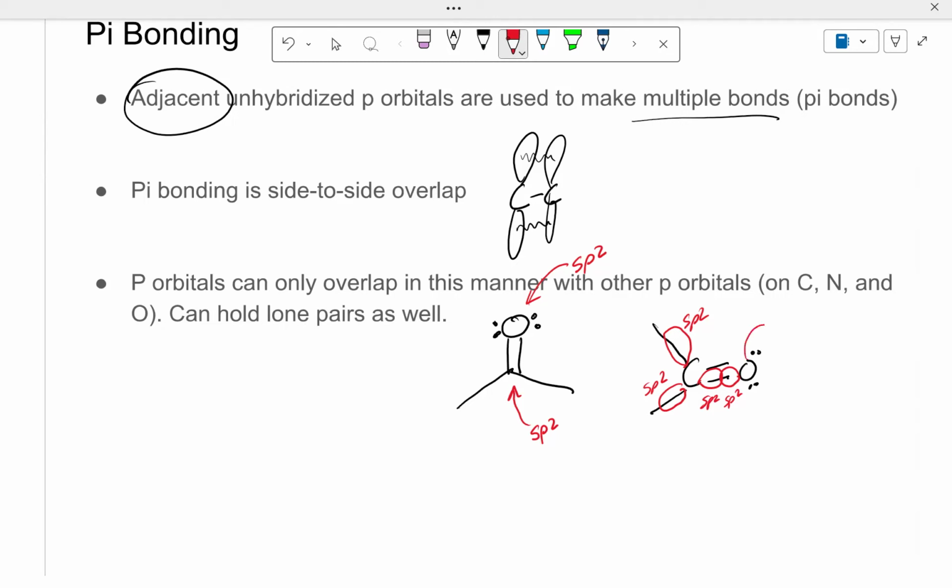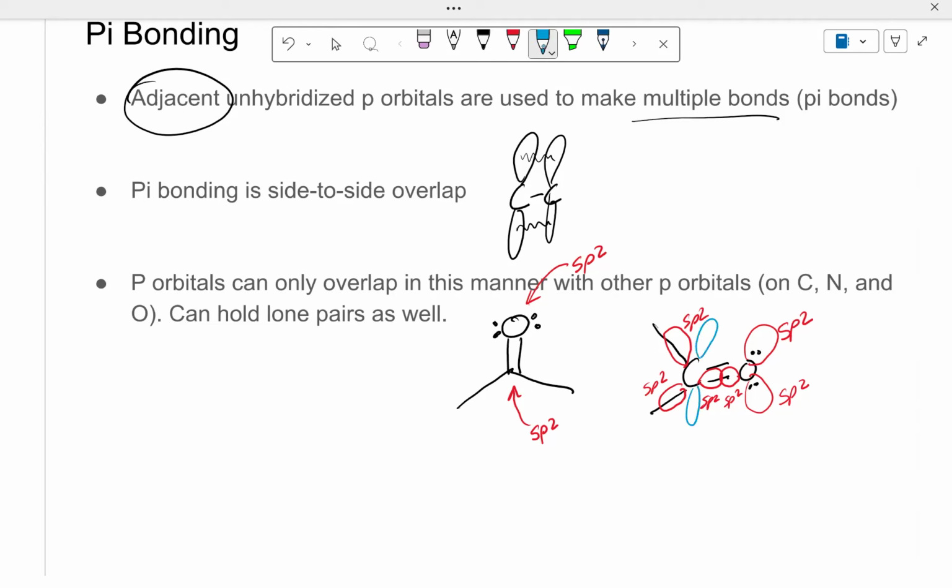So those lone pairs, one of them is in a second sp2 orbital, and the other lone pair is in the last sp2 orbital. Now, all of those, minus the lone pairs, all of the bonds that I've drawn there have been sigma bonds. So how do I get that double bond?